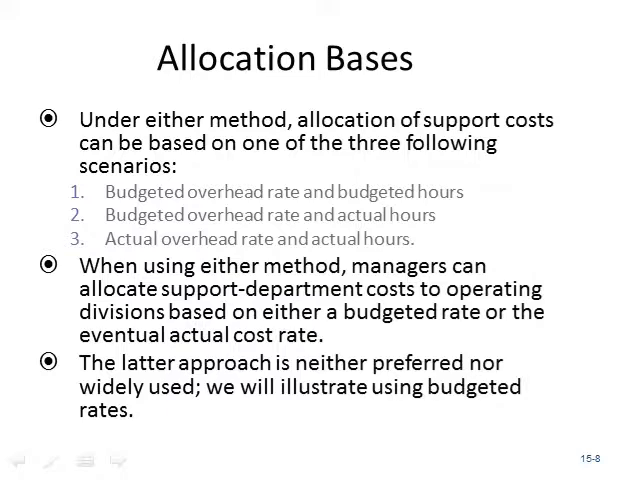And so under either method, allocation of support costs can be based on one of the three following scenarios: the budgeted overhead rate and budgeted hours, the budgeted overhead rate and actual hours, or the actual overhead rate and actual hours. So when using either method, managers can allocate support department costs to operating divisions based on either a budgeted rate or the eventual actual rate. The latter approach is neither preferred nor widely used, and we'll talk about using budgeted rates.